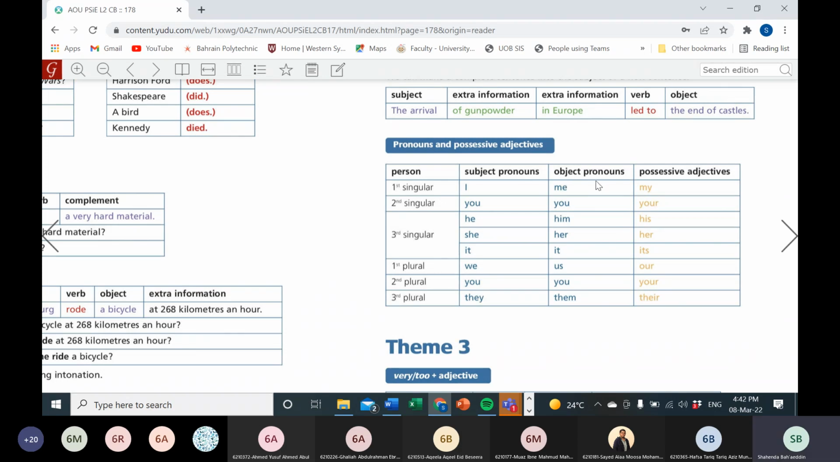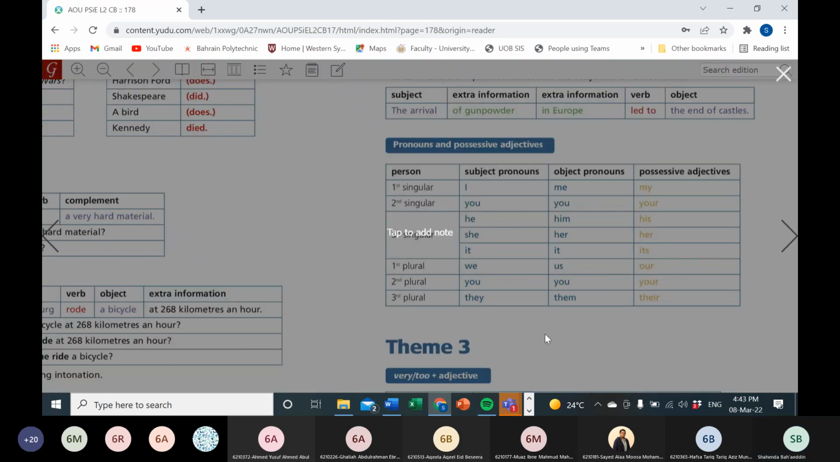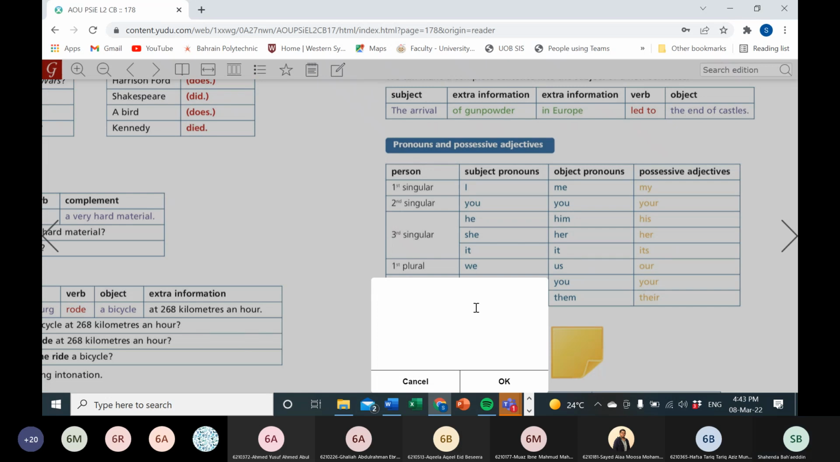Then we have pronouns that come in the object position, the affected participant place. For example, me. She cares about me. Where is the subject of this sentence? She. Okay, so this is the subject.